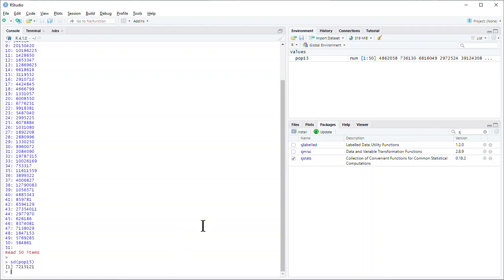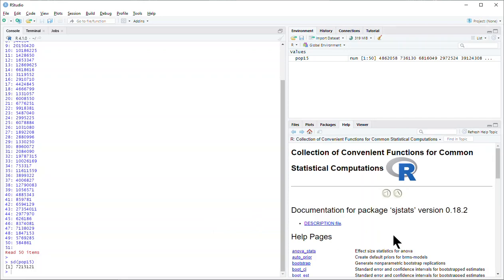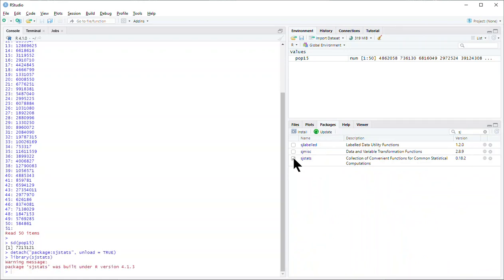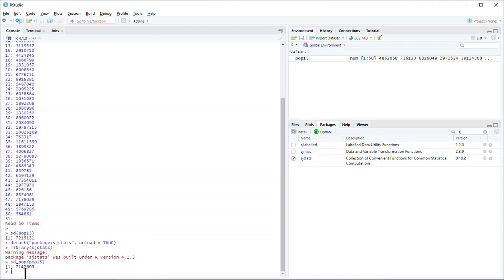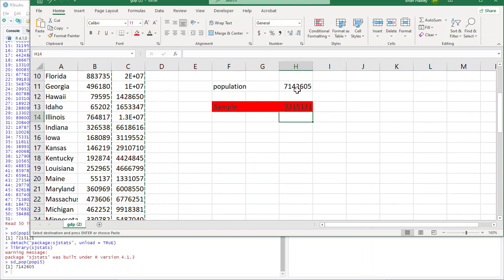However, there is a package that does include a command for the population standard deviation. And that package is called sjstats. So I have loaded this package, and then if I type in sd_pop, that's the entire population, and I put in my population of 2015, I get 7.142605, which again is the population standard deviation.